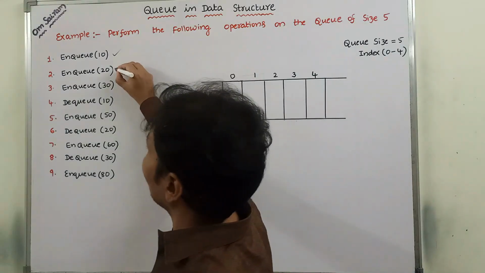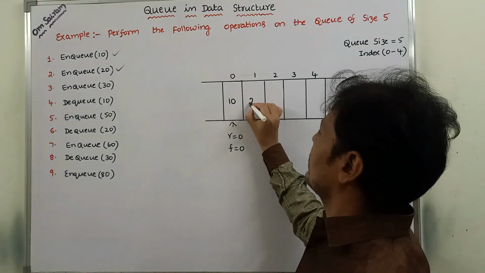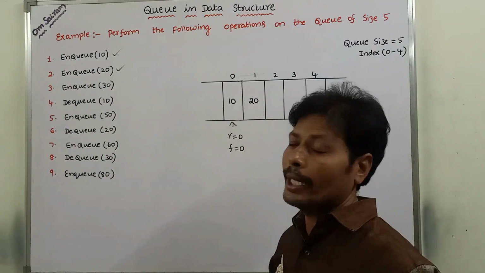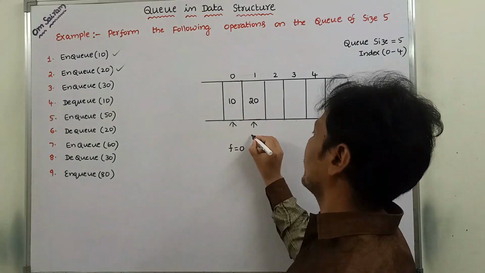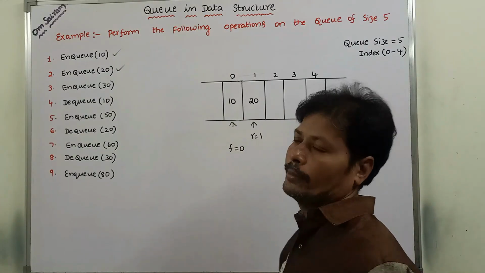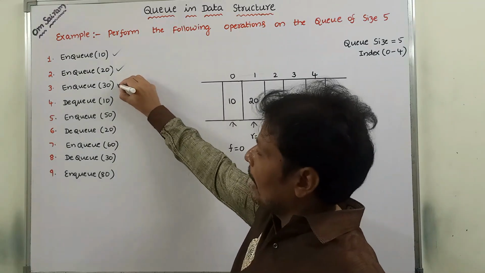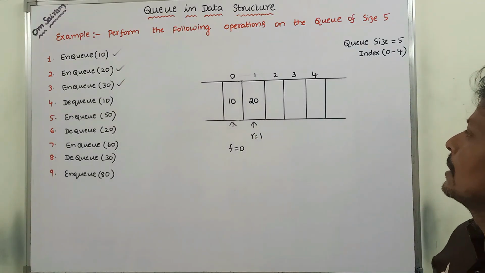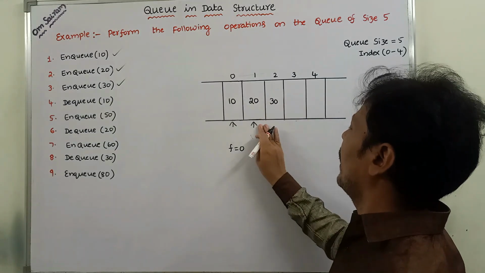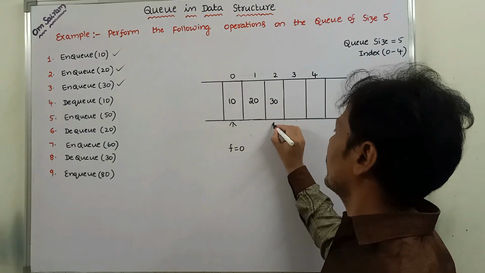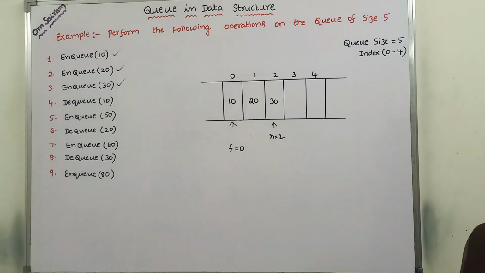Next we are inserting NQ of 20. So we are inserting element 20 into the queue. At that time, the rear pointer is incremented to 1. Next we are inserting element 30. So now we are inserting element 30 into the queue. At that time, the rear pointer is incremented from 1 to 2.